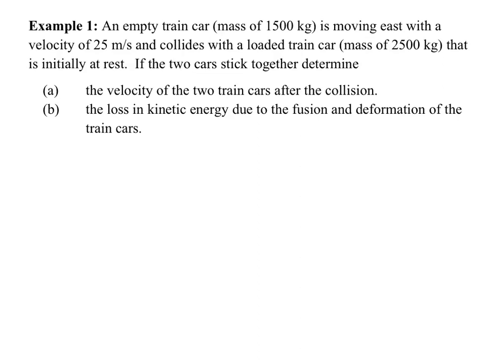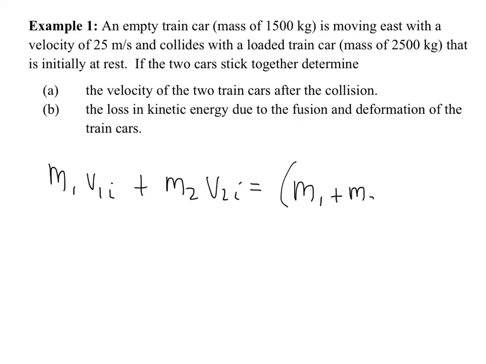For part A, what equation am I going to use? What's the equation for part A? And look at your last slide if you're confused on this. M1 V1 initial, plus M2 V2 initial equals the quantity M1 plus M2 times VF. Good. And if you want to say the quantity of, right? The quantity of M1 plus M2 times VF.